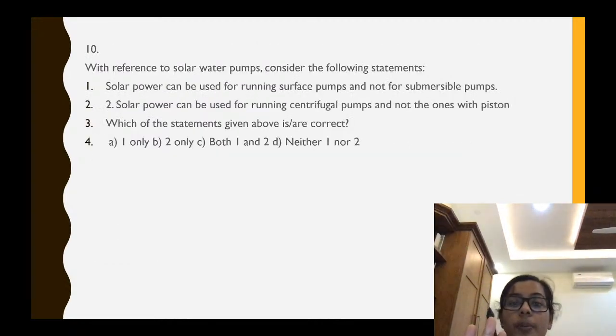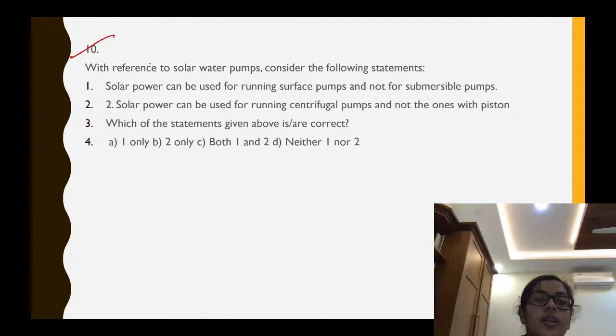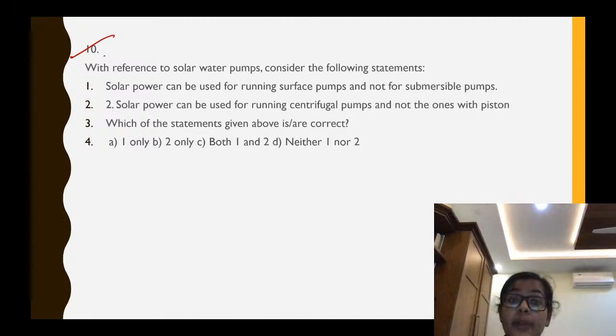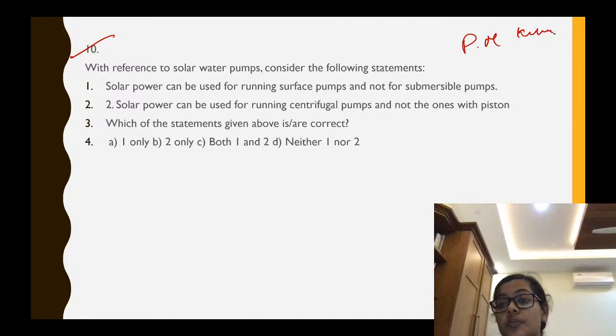With reference to solar water pumps, consider the following statements. This question also we have discussed. Where? In a yojana, in a scheme. What is the scheme? Scheme Kusum. And another scheme we also discussed along with it: Atal Solar Yojana.